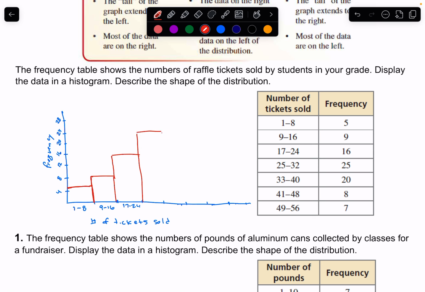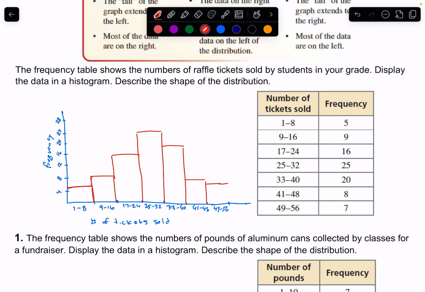And then it looks like our values are going to start going down. So 25 through 32, 33 through 40, 41 through 48, and then 49 through 56. All right, so the next category goes up to 20, which is about there. And I'm probably not right on, but we're close enough. 8 is going to be down here, and 7 is going to be just underneath it.